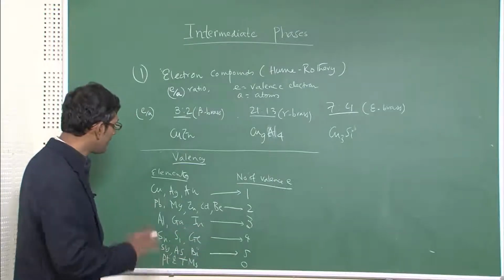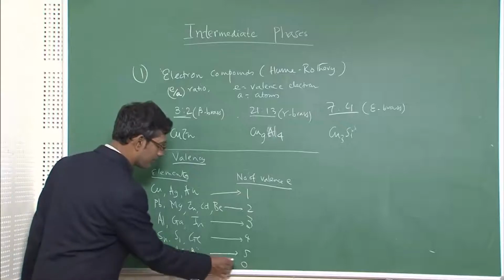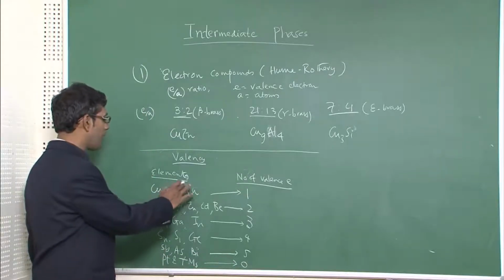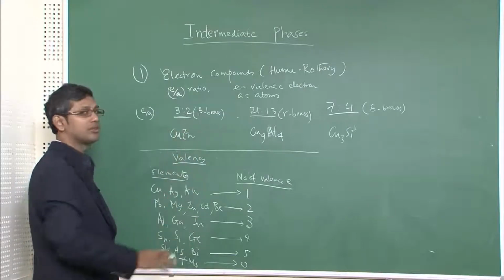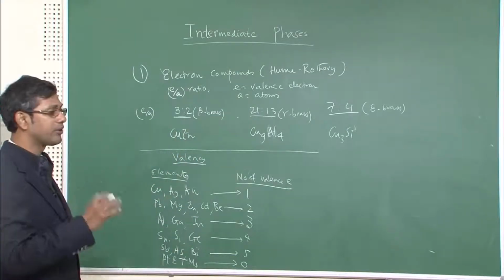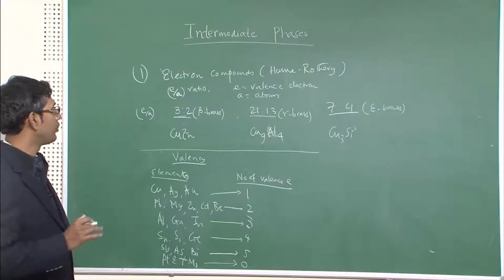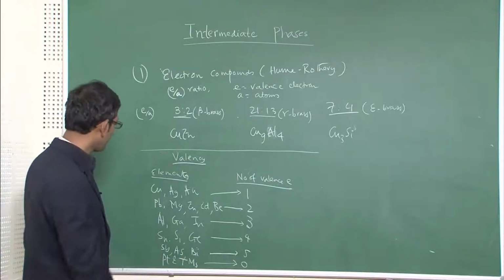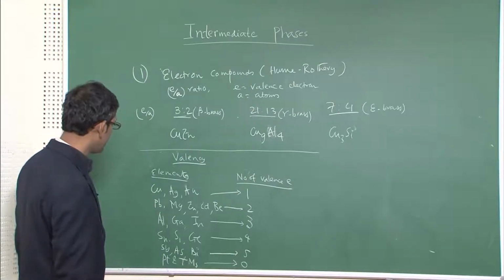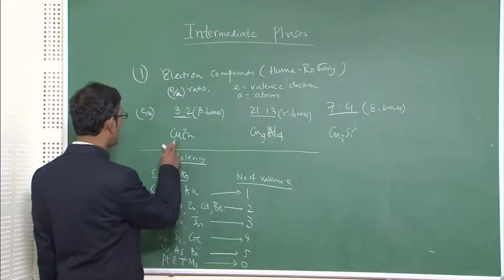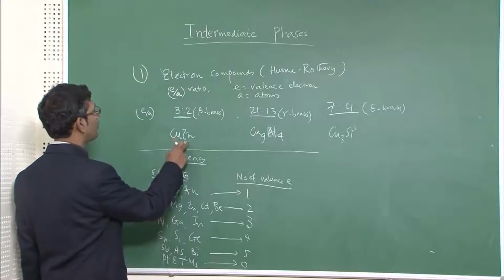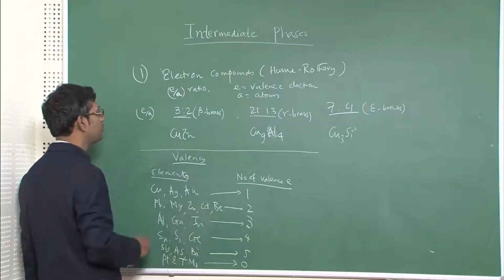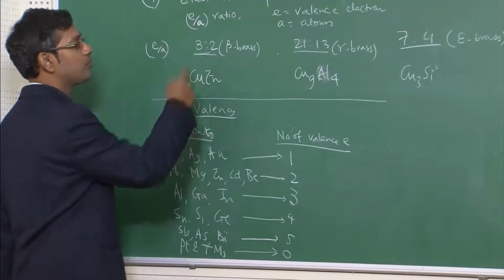Okay. So this table you should remember, you better take it down, because you need to calculate 3 different ratios, and then we need these values. That is what I wanted to give you at the beginning, so that you do not forget. So now it is very easy, copper and zinc. Copper is 1, zinc is 2. So for copper zinc there are 3 valence electrons and 2 atoms, so 3 is to 2.